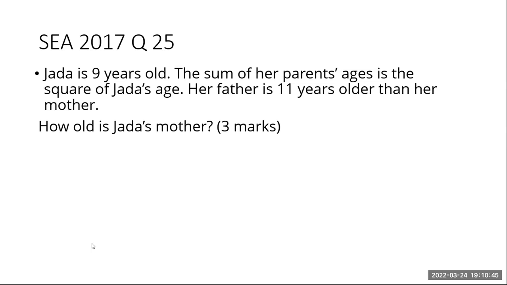So these are the little steps you would expect to have when you're doing this problem. Jada is 9, we have that. The sum of the mother and father would be 81. So we're transforming the words into statements. Okay, Nathan, what would have been your step after this one? Since the father is 11 years older than the mother, you have to subtract 11 from 81 and you'll get 70. Very good.